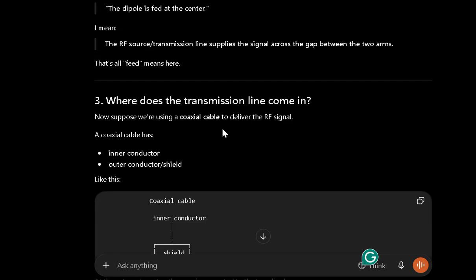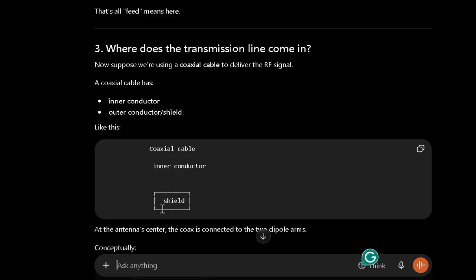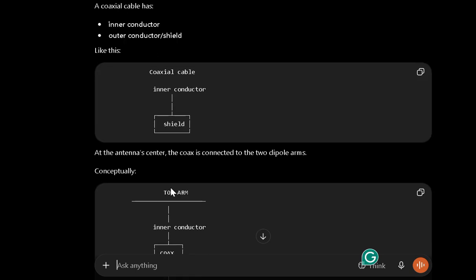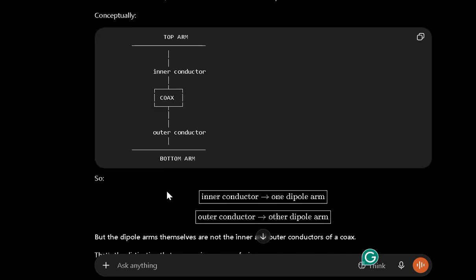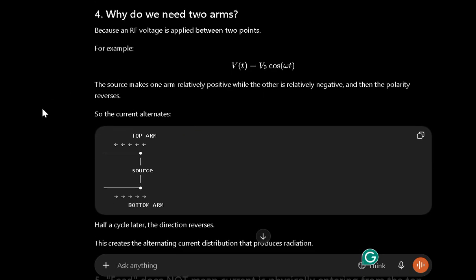Suppose we are using a coaxial cable to deliver the RF signal. The coaxial cable has inner and outer conductors. At the antenna center, the coax is connected to the two dipole arms, conceptually the inner conductor to the top arm and the outer conductor to the bottom arm. Why do we need two arms? Because an RF voltage is applied between two points. The source makes one arm relatively positive while the other is relatively negative, and then the polarity reverses, driving alternating current in the top and bottom arm.